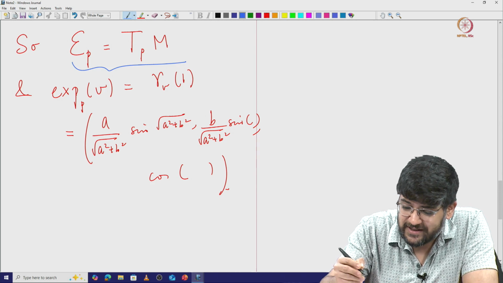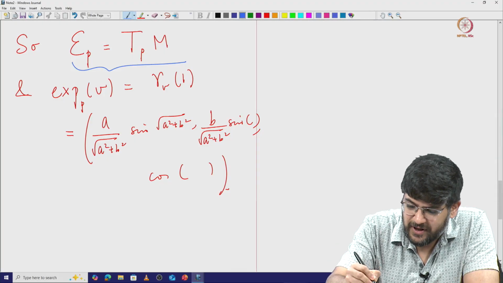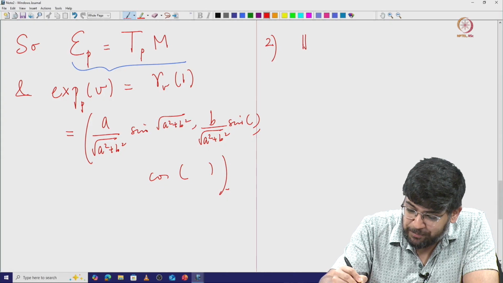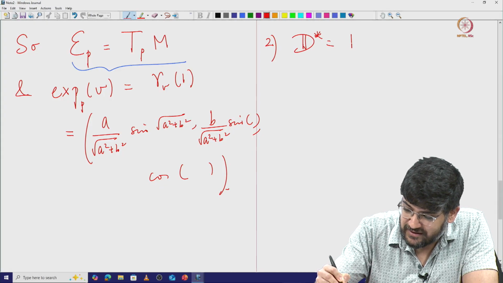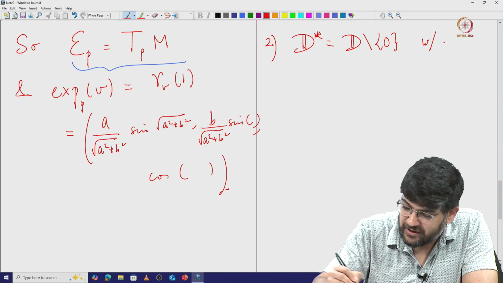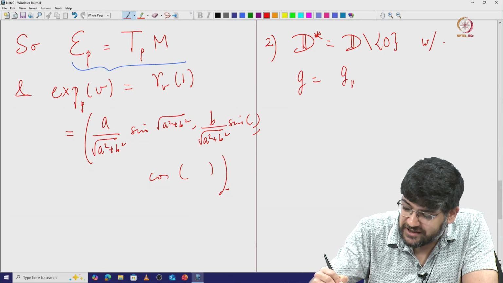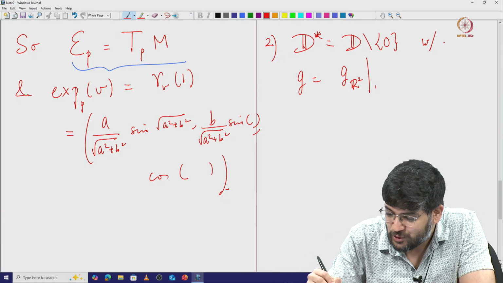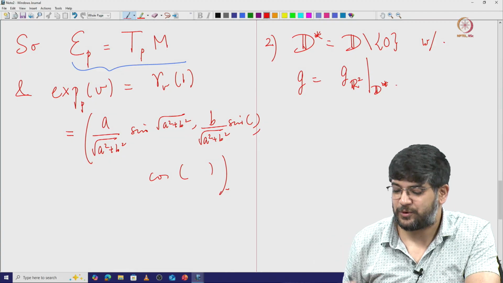There are however cases where it is not. So as a second example, you just take the punctured disk with the Riemannian metric, which is the restriction of the usual Euclidean metric on R2.